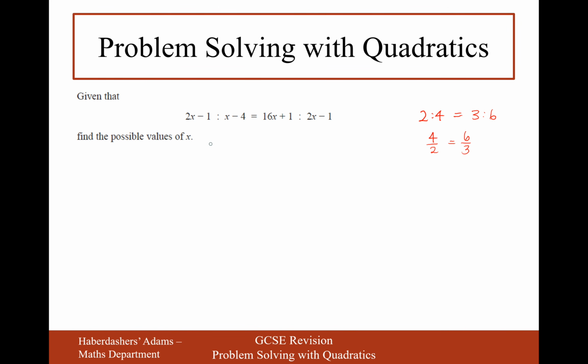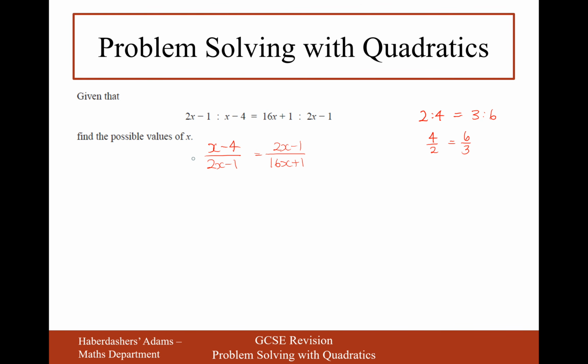So what I'm going to do is x minus 4 divided by 2x minus 1 equals 2x minus 1 over 16x plus 1. So I've divided the second one by the first one in each of the two ratios. Just as I did with my 2 to 4 and 3 to 6, I divided the second one by the first one, I've divided the second one by the first one here.